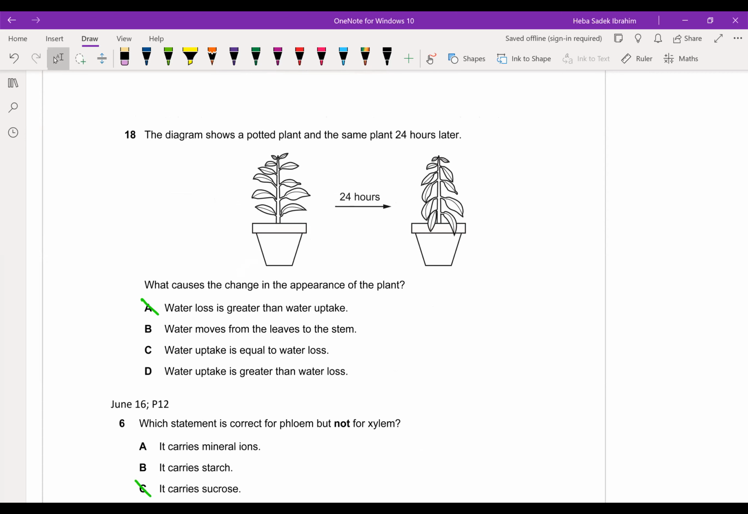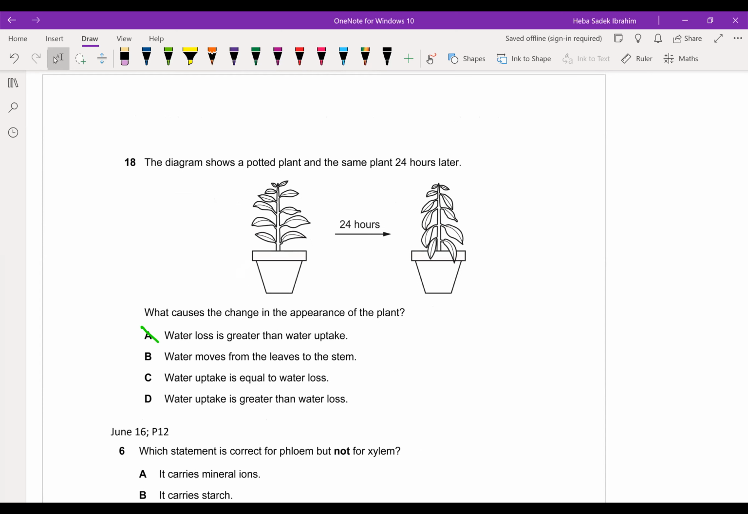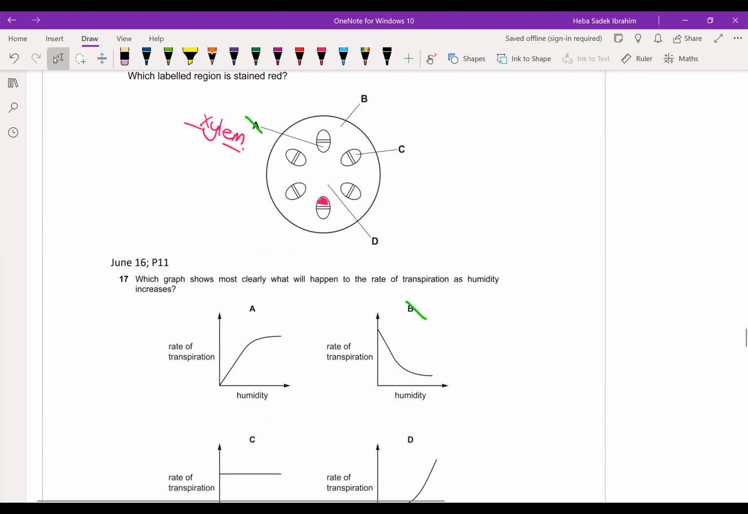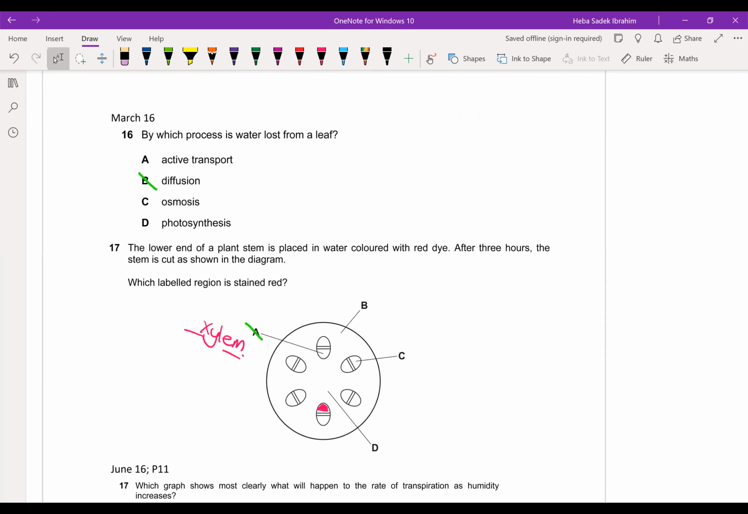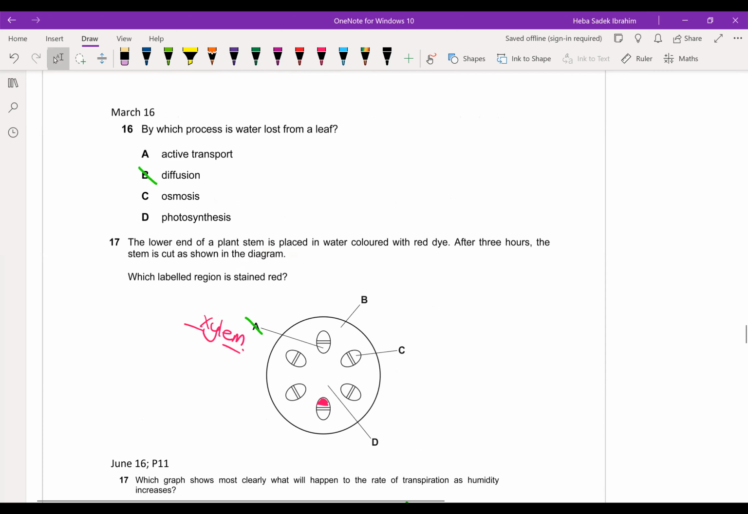Question 16. Miss, could you repeat that? I didn't see it. Sorry, 16? Which one? 16. Water is lost by Yes. diffusion here.